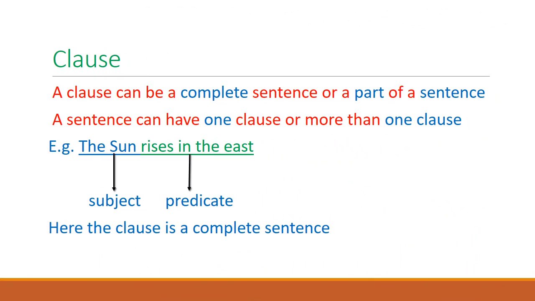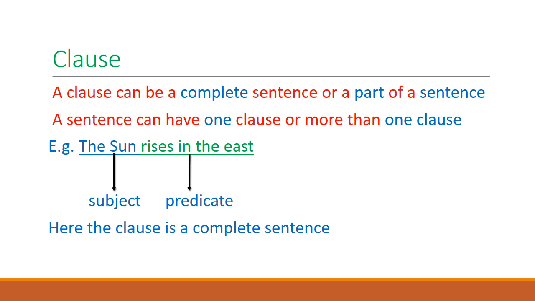Clause. A clause can be a complete sentence or a part of a sentence. A sentence can have one clause or more than one clause. So the first thing is that a clause can be a complete sentence or a part of a sentence. See this example: The sun rises in the east. In the sentence, the sun is the subject and rises in the east is the predicate. Here, the clause is a complete sentence. So, the first point, a clause can be a complete sentence.